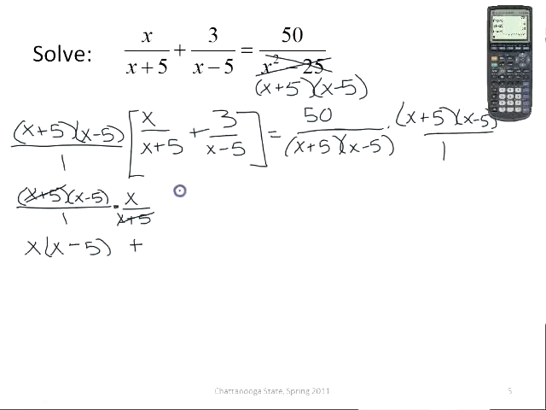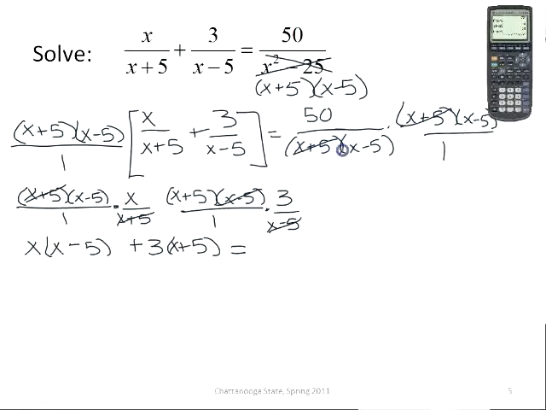Then I have my addition. Then I have x plus 5 times x minus 5 multiplied by 3 over x minus 5. So there the x minus 5s will cancel. So that'll leave me with the 3 times the x plus 5. Now on this other side of the equation, the entire denominator cancels. So that leaves me with just the 50. So I have x squared minus 5x plus 3x plus 15 equals 50.